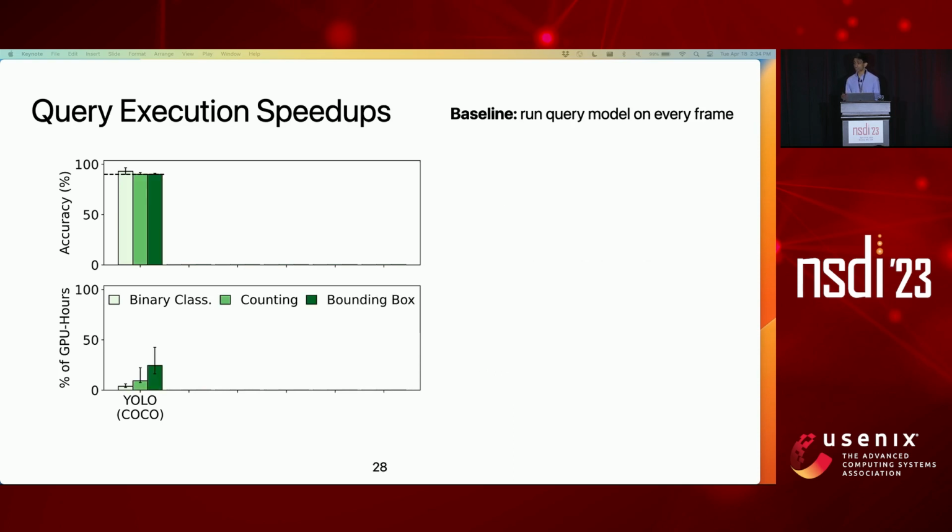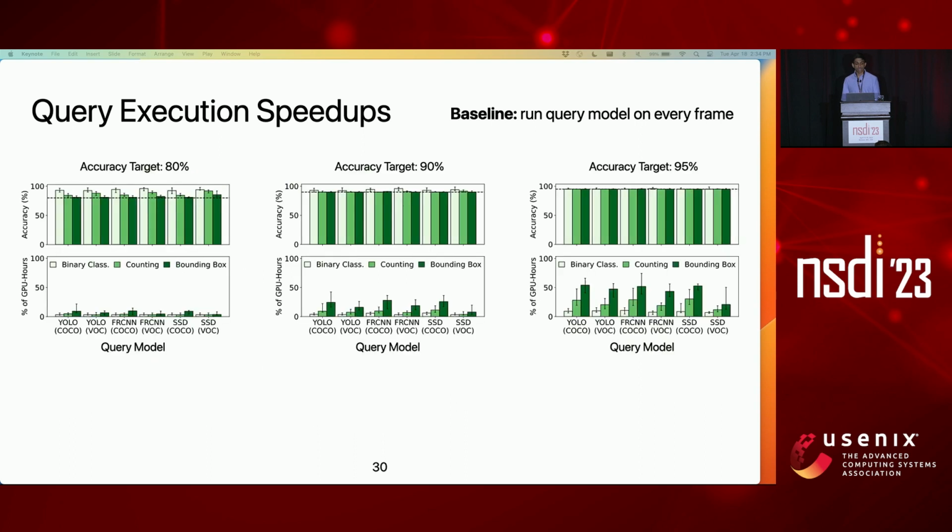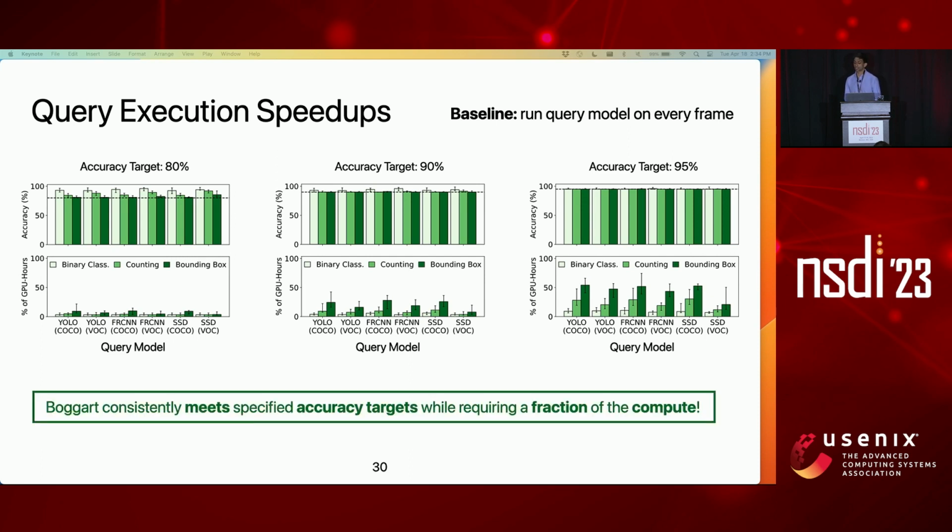We perform this for additional query types, such as counting, where you count the number of objects in the frame, and bounding box detection queries, where you try to get the actual bounding box coordinates of each of those objects. We do this for additional query models, 3 different popular architectures trained on 2 different data sets to get 6 different models. And we did this on different accuracy targets. Across these queries, we find that Boggart consistently meets the specified accuracy target while running the model on only a fraction of the total frames. And all of these results leverage the same set of pre-processing results that were computed once per video, not once per model.